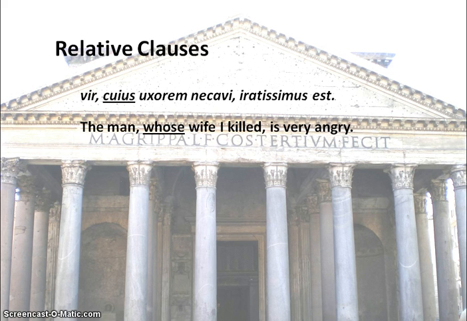Cuius uxorem necavi, whose wife I killed. So the main part of the sentence should actually make sense if we take that part away. The man is very angry. And all the relative clause does is tell us a little bit of extra information about the man. So it's the man whose wife I killed.